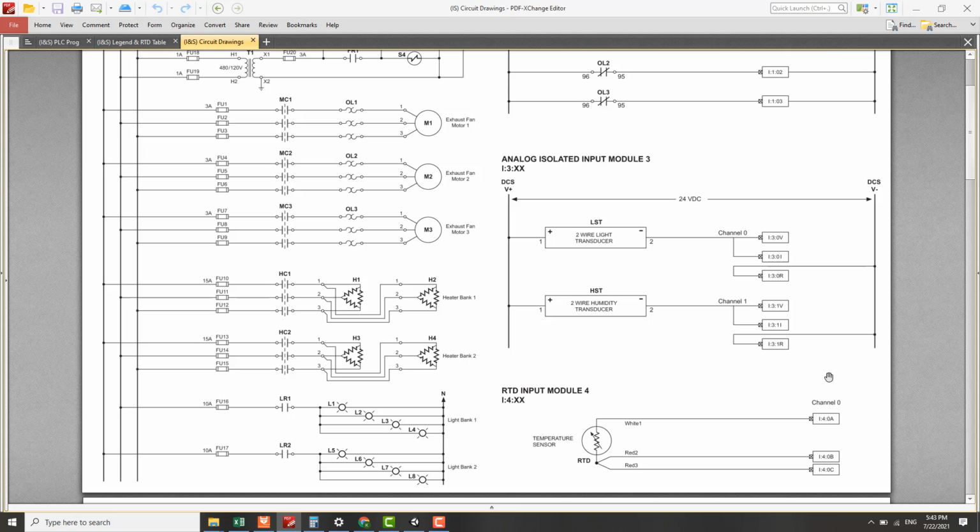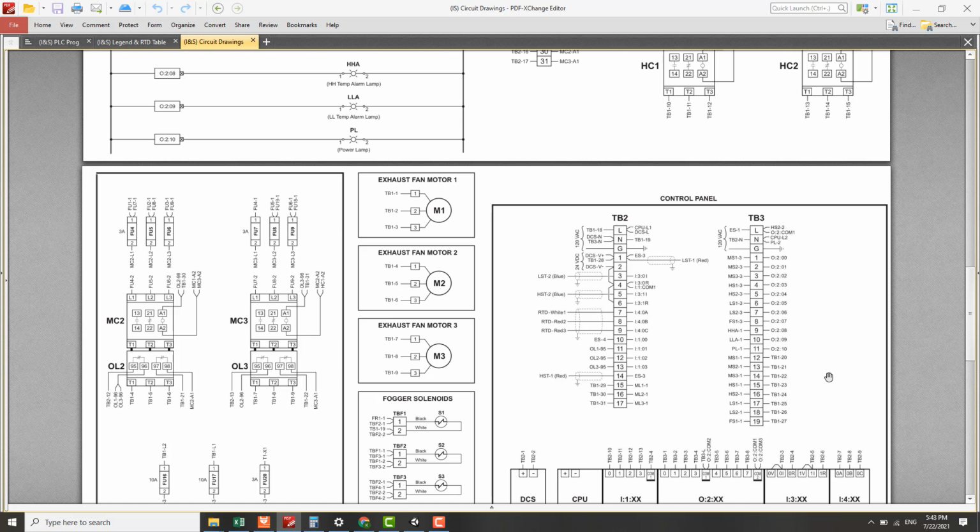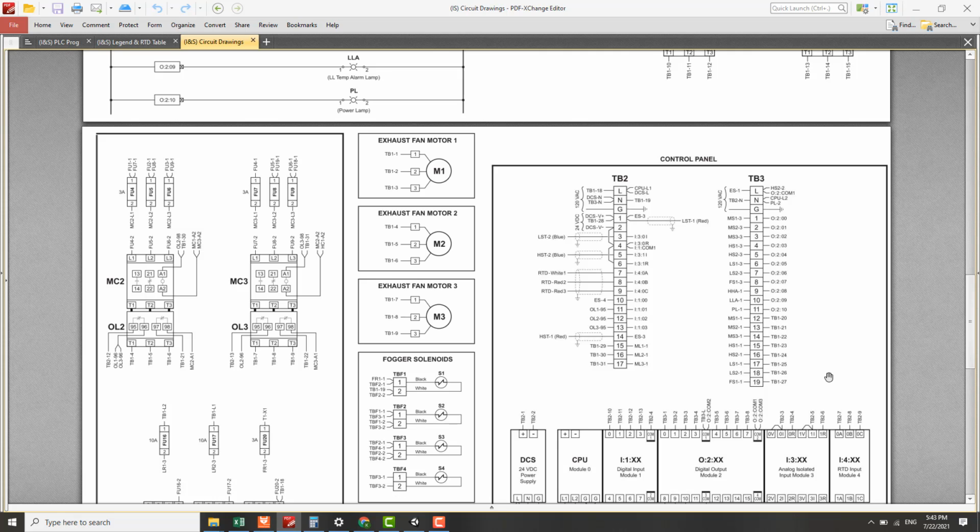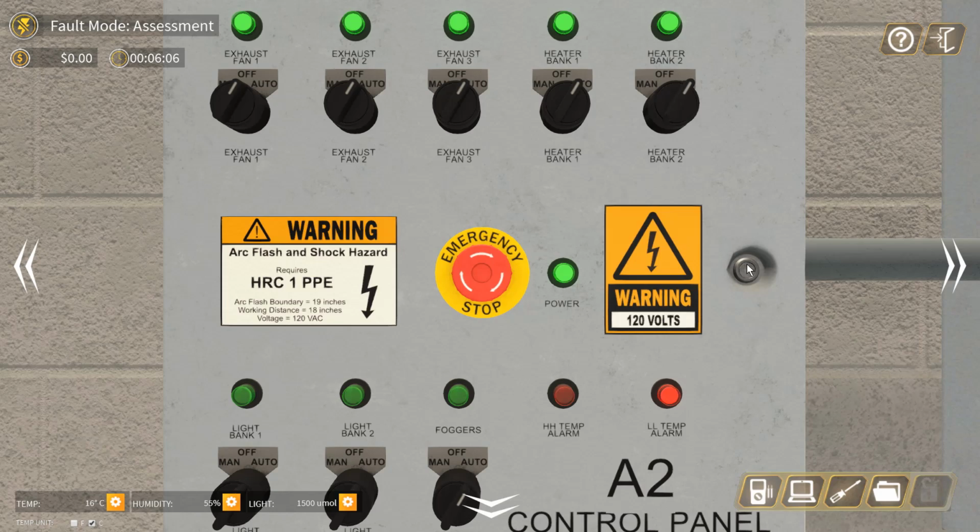By looking at the wiring diagram, we know that for PLC analog input module number 3, channel 1, we can measure the voltage between 1V and 1R, or TB25 to TB26. 6 is connected to 4, 4 is connected to 2, and finally connected to the DC power supply negative voltage. So we will measure TB25 and 26 here. So we open the control panel.